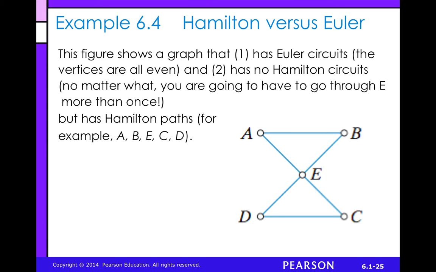So basically what these examples are showing you is that just because there are Euler circuits, you don't really know anything about whether there are Hamilton circuits or Hamilton paths. And just because you know there are Hamilton paths, you don't know anything about Euler circuits or Euler paths.